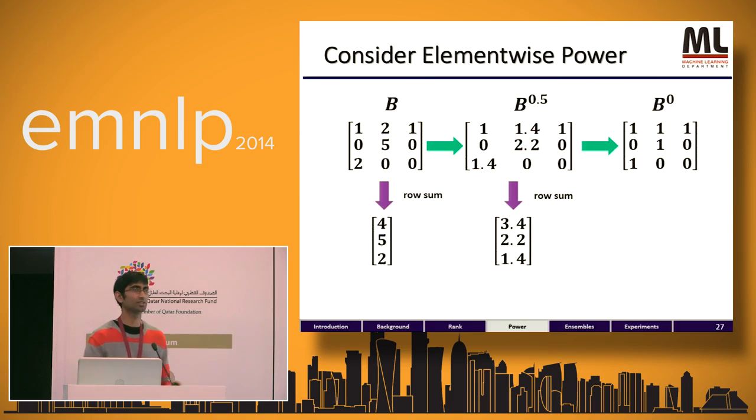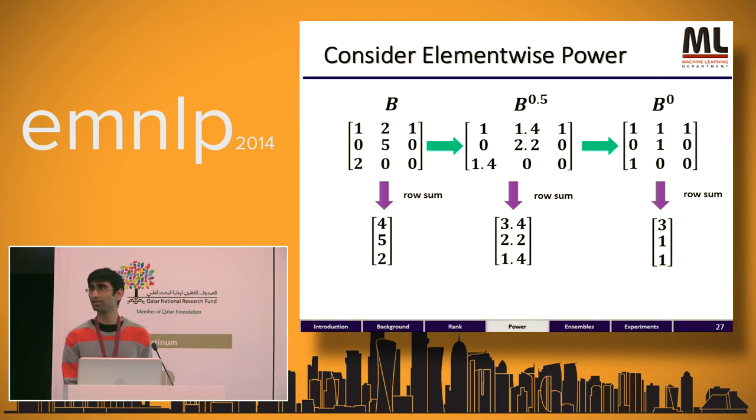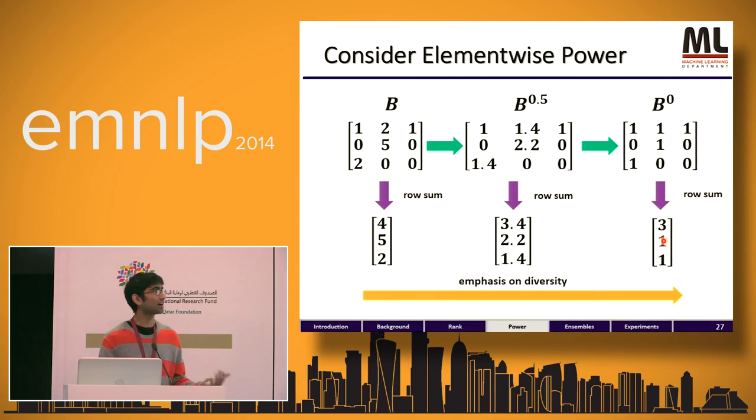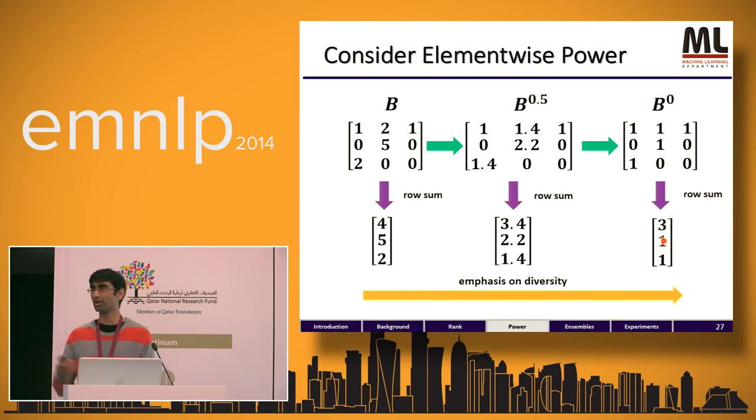And now you can take it to the extreme. You can take B to the element-wise power 0. And now if I take the row sum, I get 3, 1, 1. And note this is exactly the unnormalized Kneser-Ney unigram, because this is the number of unique words that precede wi. And so in our case, power is being used as a generalization of diversity on kind of a continuous spectrum.